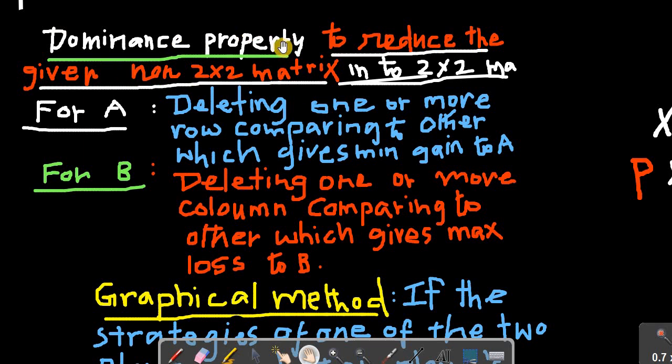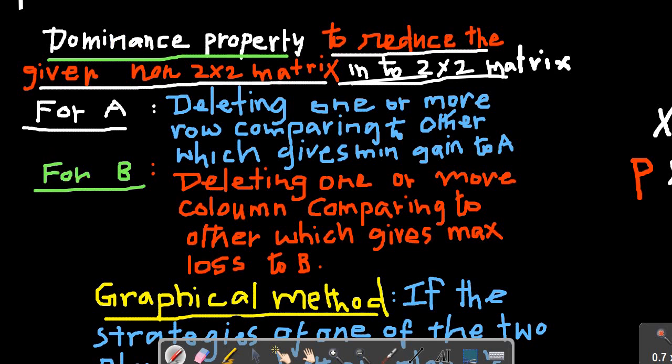So what is the dominance property then? The dominance property is used to reduce the given non-2 by 2 matrix. Non means it is not a 2 by 2 matrix. That's the meaning here. So a non-2 by 2 matrix can be reduced to a 2 by 2 matrix so that we can apply any of the previous methods, that is pure game or mixed game. That way we can solve it, but the condition is that we must be able to put it in a 2 by 2 matrix. That is our aim.